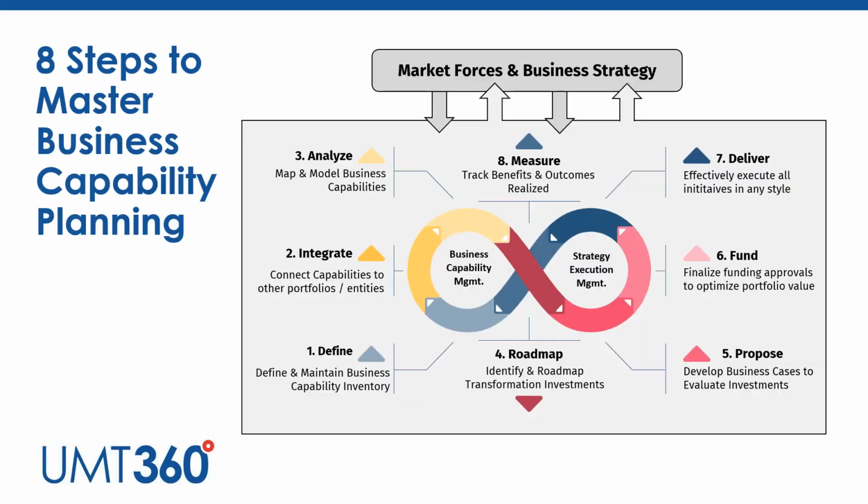So we're going to look at 8 key steps in mastering business capability planning, which brings together the best practices from business architecture and enterprise architecture and strategy execution across these 8 steps. So I'm going to hand over to Vernon for the first 3.